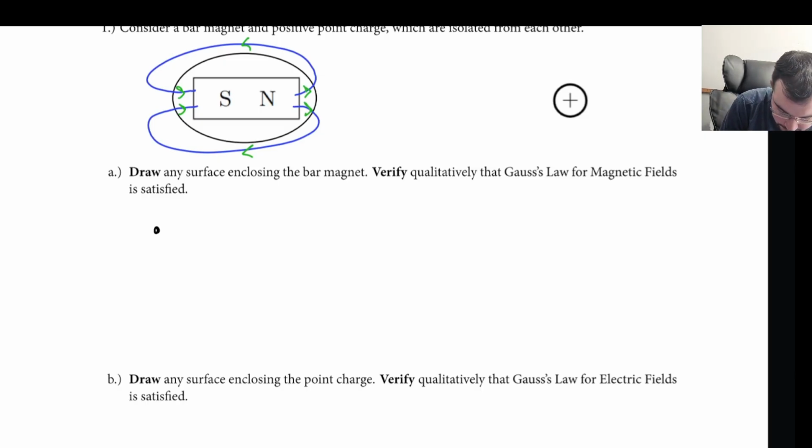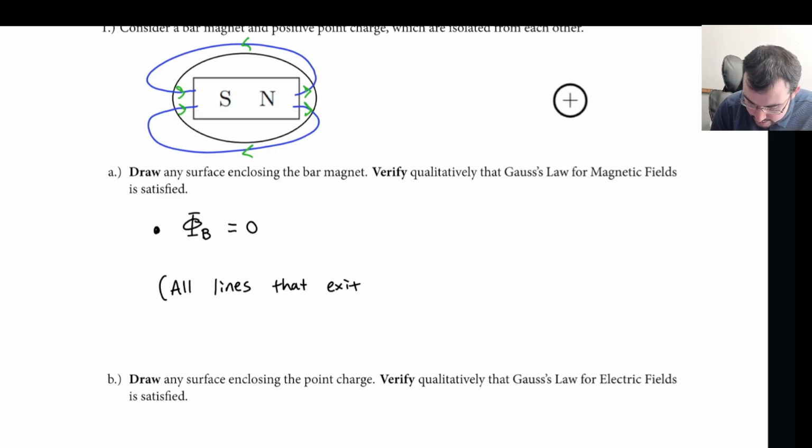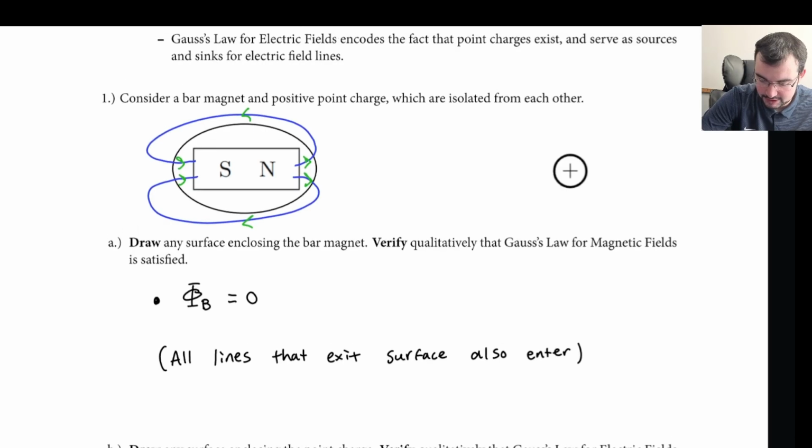So we see that the magnetic flux was equal to zero. All lines that exit the surface also enter. We don't have any net flux because all the lines that exited also came back in. So there is no net source or sink happening with this.